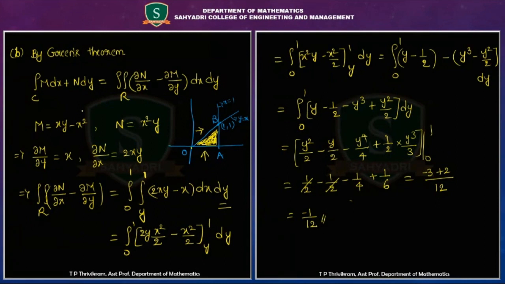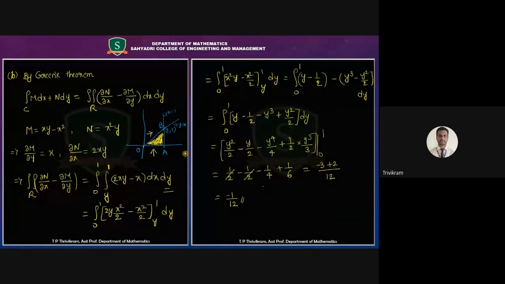But here one thing is, you should have clarity on this. What is it? Limits. That's it. If you have clarity on limits, then double integral is the best way. But he has asked us to show both, so we have shown both.